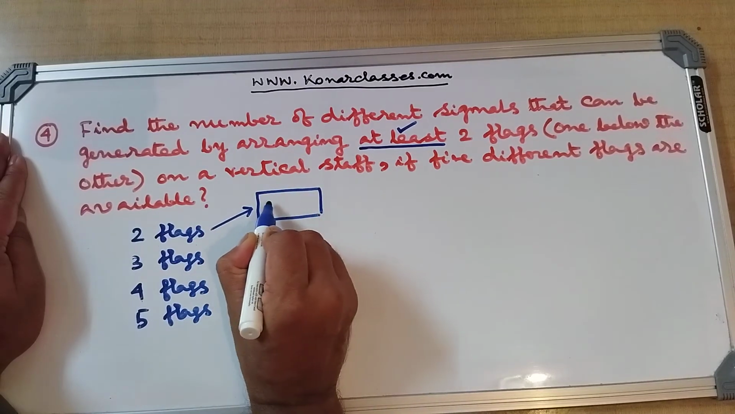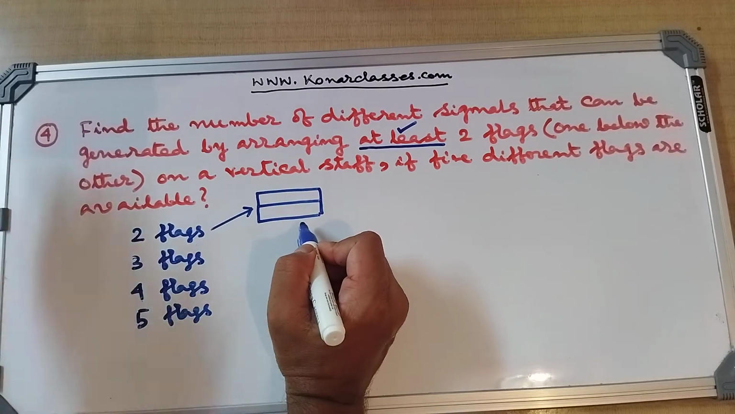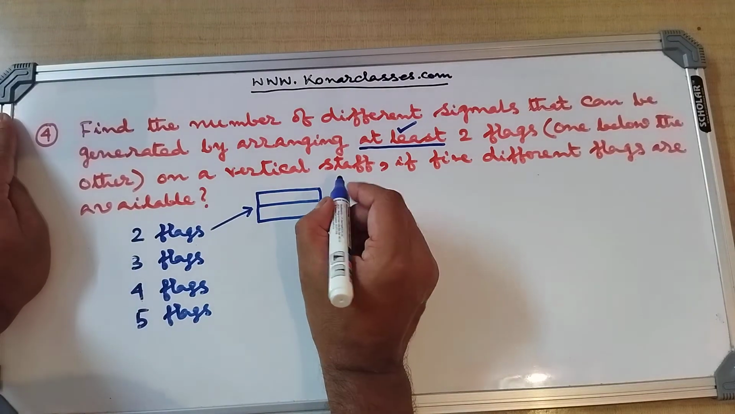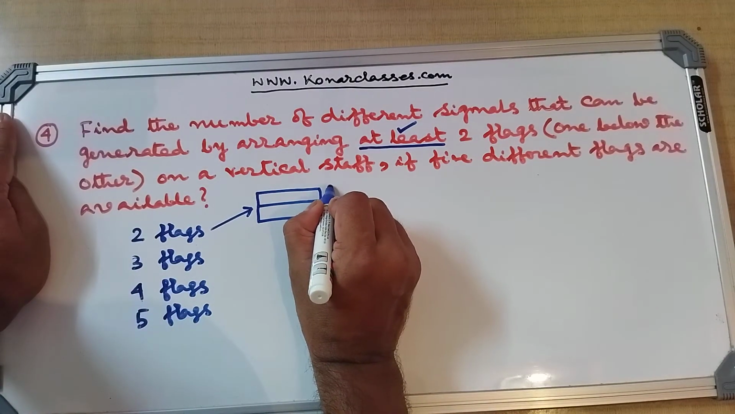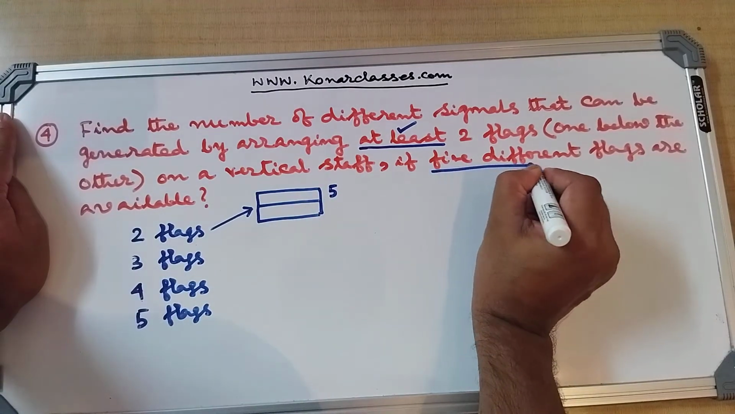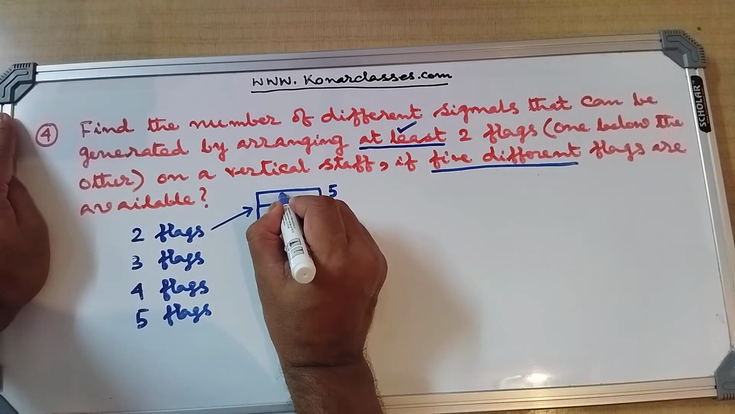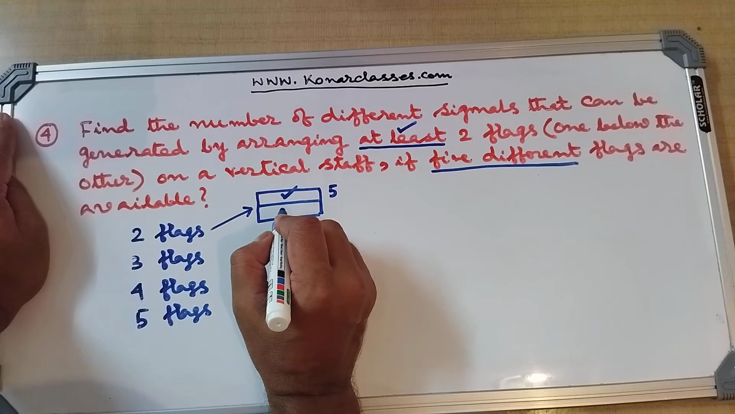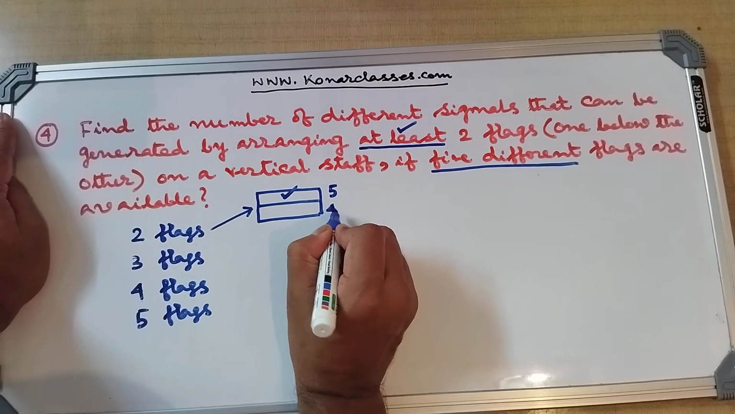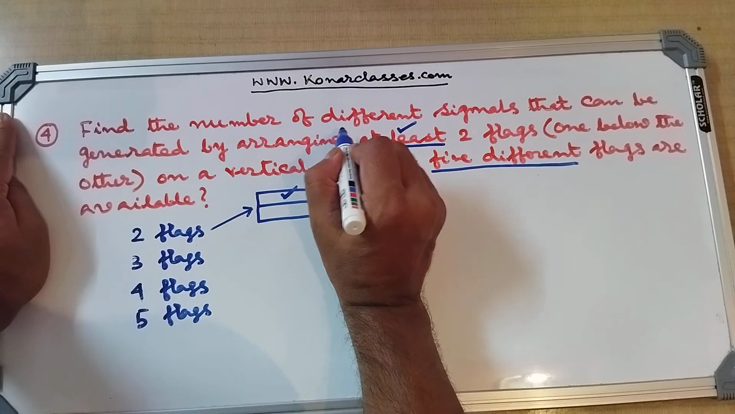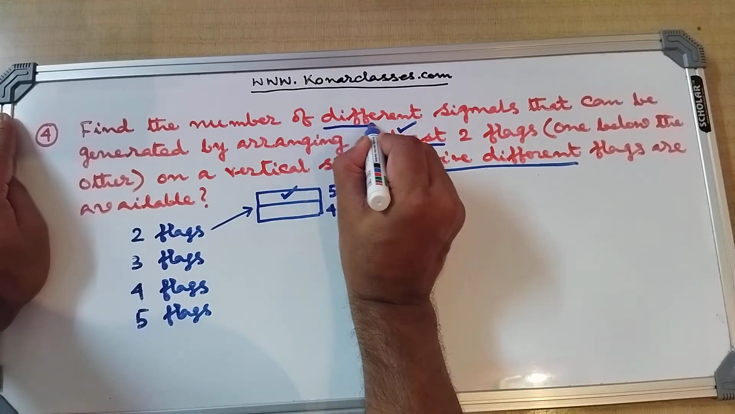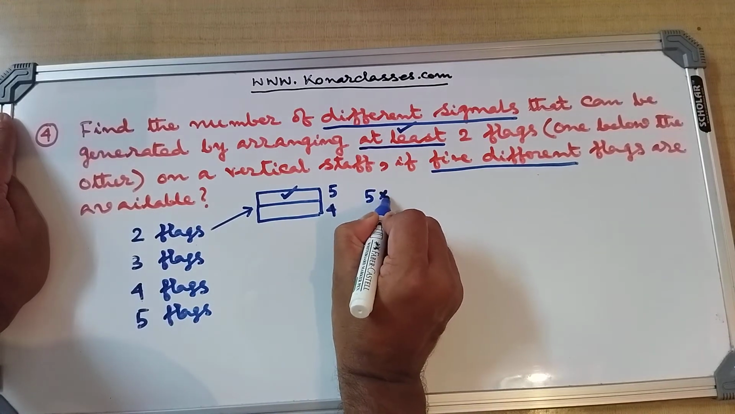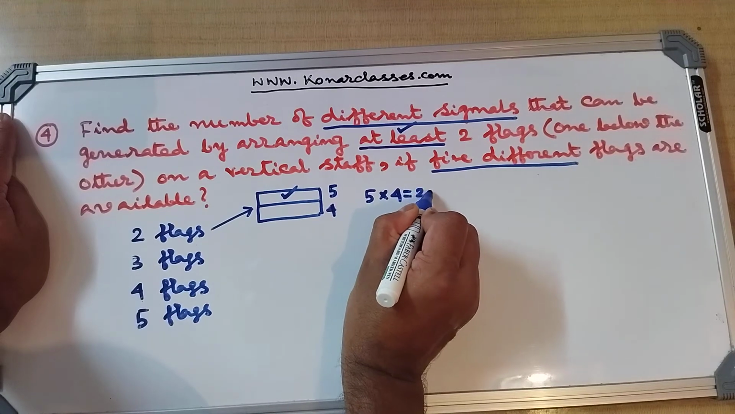So one place in the upper part can be done in 5 different ways. Why? Because 5 different flags are available. And for each of these 5 ways, the lower part can be filled in 4 different ways, because we want different signals. So 5 into 4, that is 20. So the required number for 2 flags is 5 into 4 equals 20.